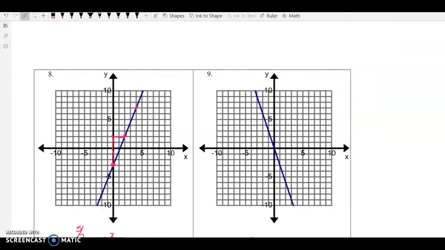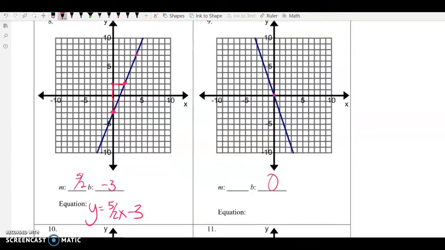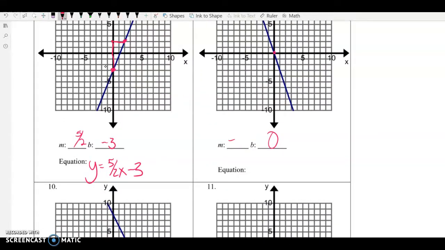Okay. Number 9, find your y-intercept. Here it is at 0 at my origin. It's a negative slope. So go ahead and help me out here. Here are some of the spots on my graph I'm seeing. Make your right triangle. Rise over run. I know I'm going down. How many? 1, 2, 3, 4, 5, 6. Down 6 over 2. Can I simplify that? Yeah, negative 3. So I get y equals negative 3x.